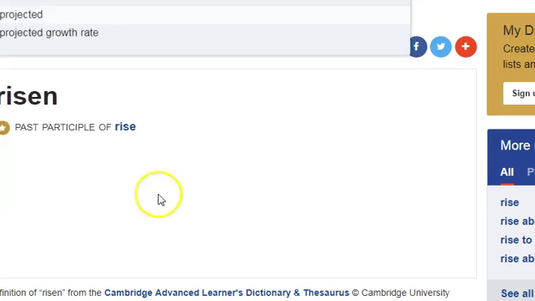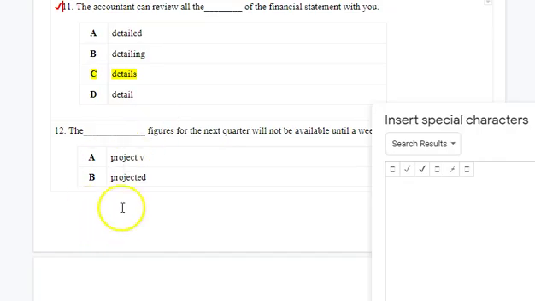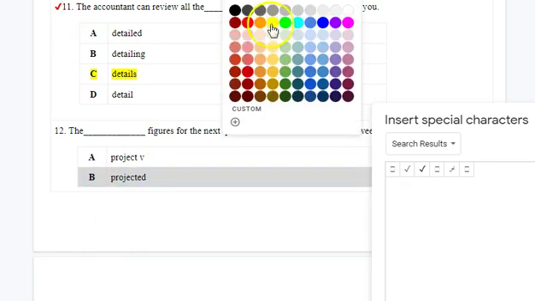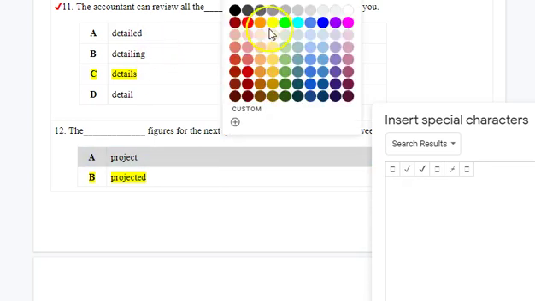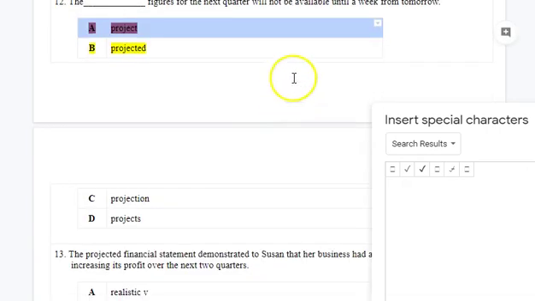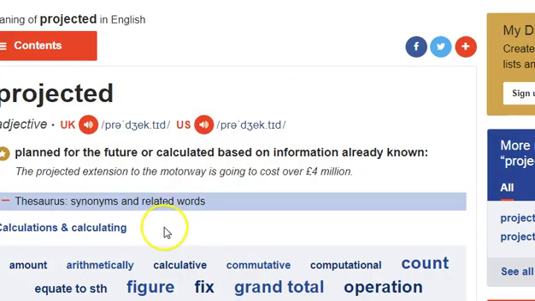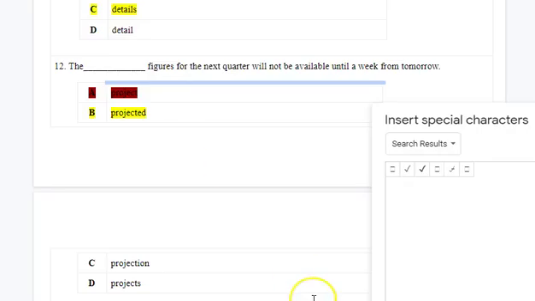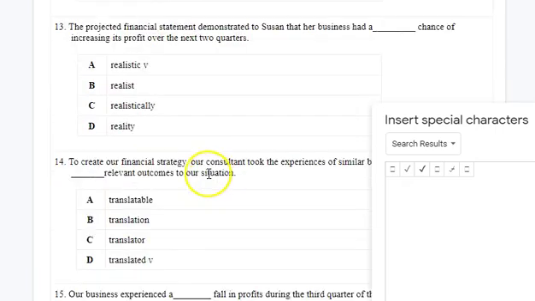Okay. So the correct answer is letter B, projected. The projected figures for the next quarter will not be available until a week from tomorrow. So projected means it is already planned for the future or calculated based on information already known. Okay? All right. So number 13, kindly read.